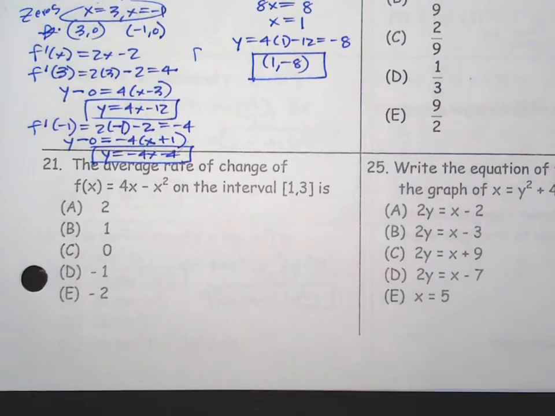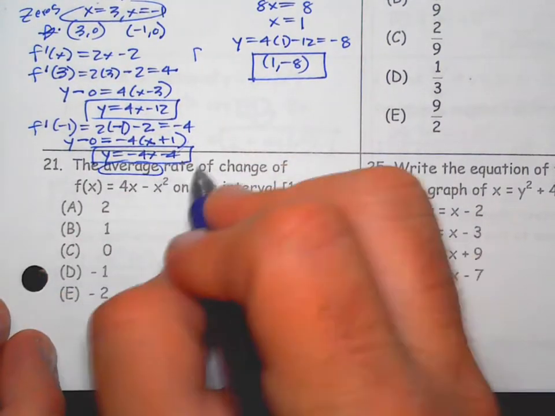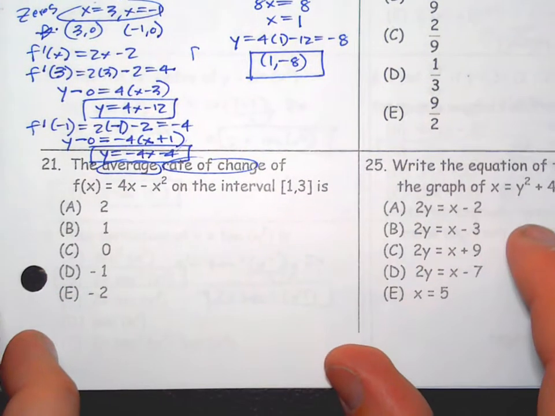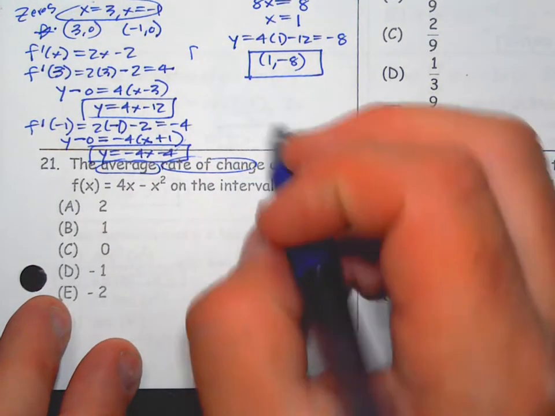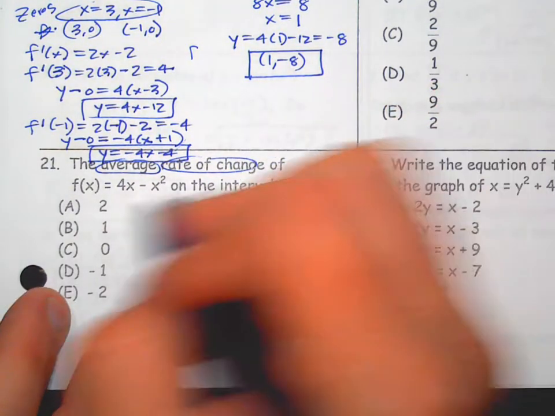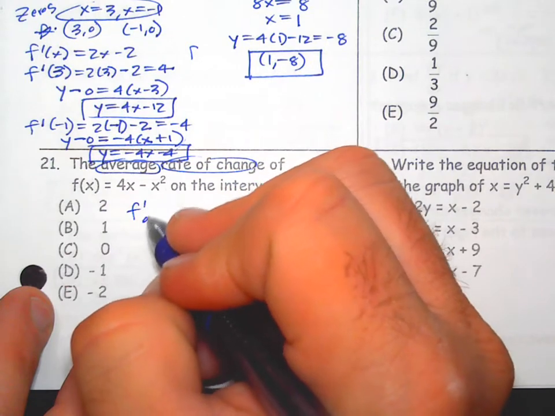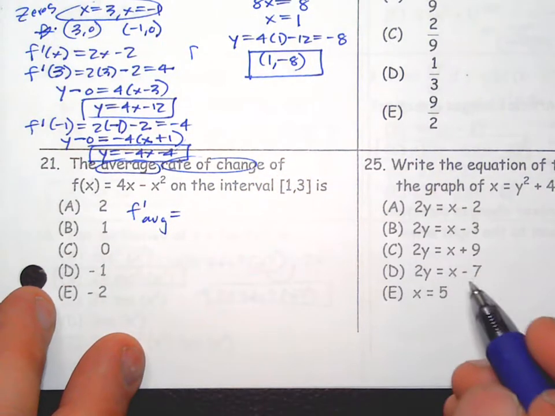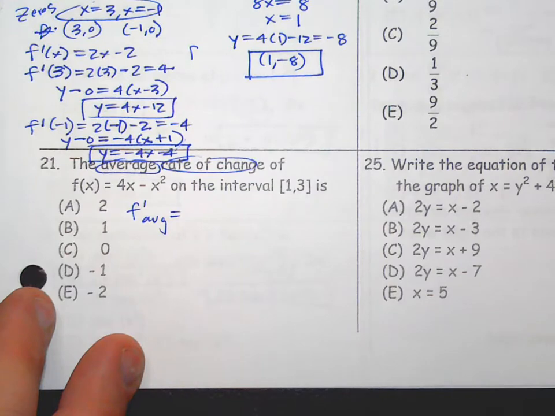21, average rate of change. Now we've talked about this. Last chapter we did average speed, average velocity. So this is the average derivative. We're looking for f prime average. What we said is that that's just the slope of the secant line in the original graph.